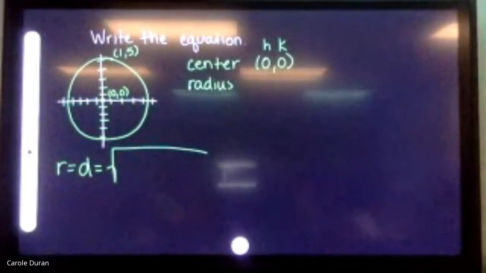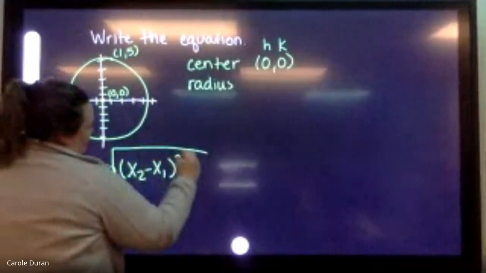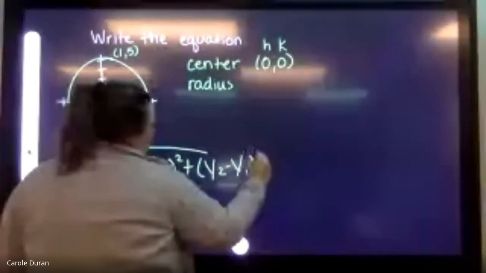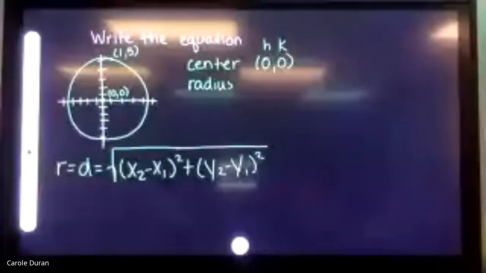Square root of (x2 minus x1) squared plus (y2 minus y1) squared. Do you want me to write it for you, Brandon? That would be fun to have.